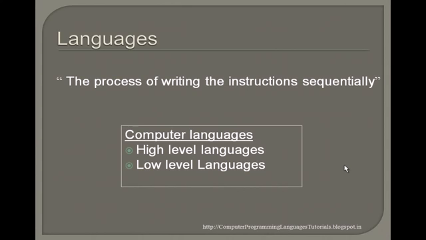Computer already has two kinds of languages, high level and low level languages. High level language is used to control the software, whereas low level language is used to control the hardware.